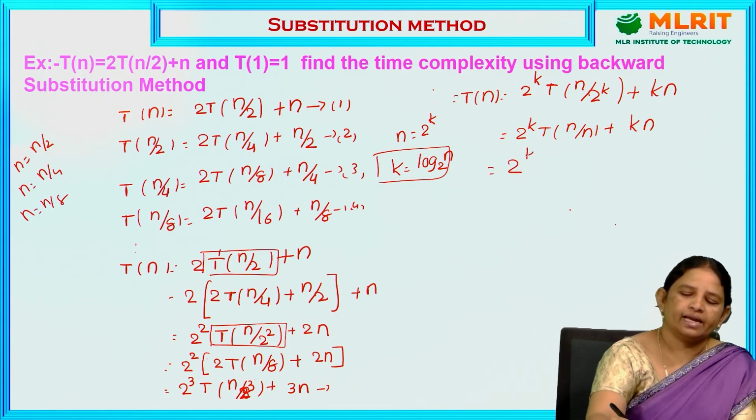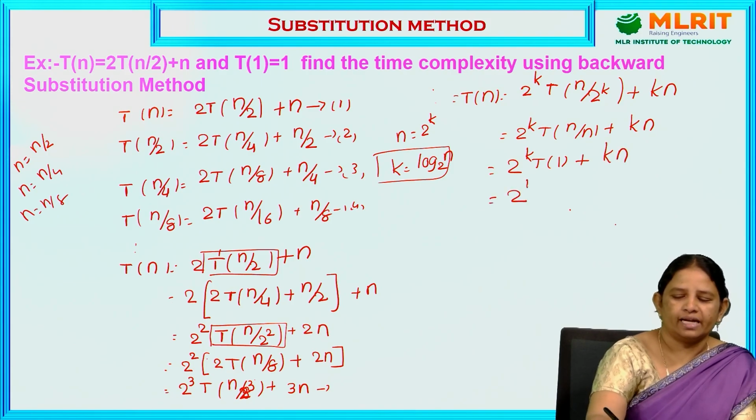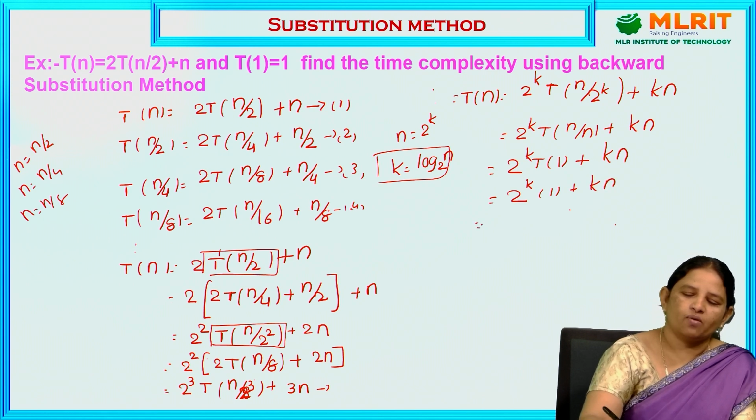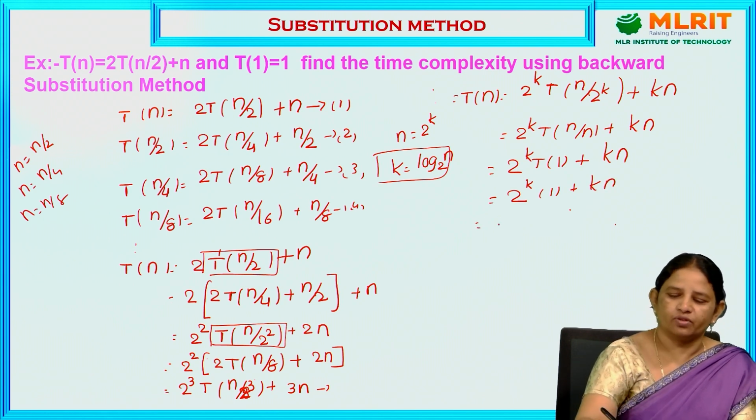2 power k times t of 1 plus kn. 2 power k times t of 1 is 1 plus kn. 2 power k is log n, so we can write it as n into 1 is 1. The k value is log n base 2.